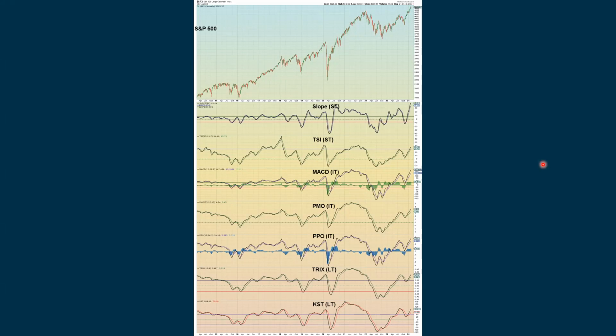We're seeing a bit of a mixed picture, but an extreme positive picture on the daily charts where the slope and the TSI are positive, and now these are looking extreme positive. You can see really high readings here. More intermediate term with the MACD, the PMO, and the PPO. These are still positive for right now where they're rolling over a bit on the daily charts, and the TRIX and the KST are also looking extreme positive.